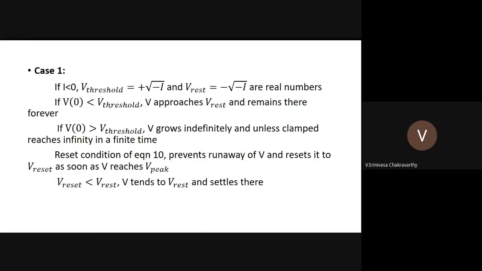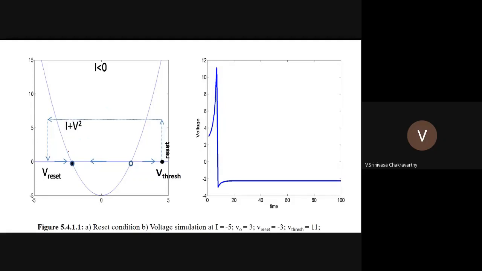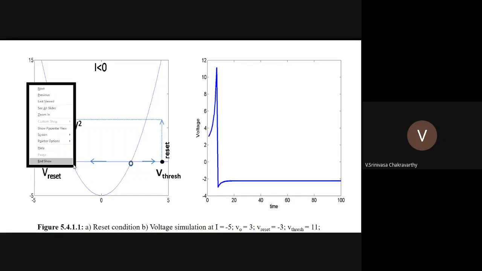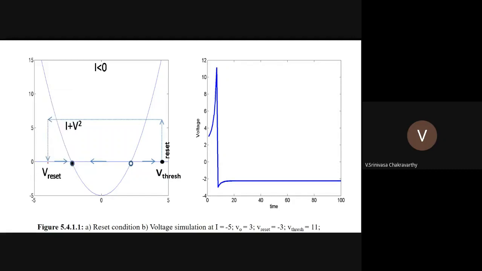So case one is what we just described, with I negative. This curve goes below this axis, so between these two, V dot is negative. This is the resting state, and this point you imagine is the V reset point. This is the threshold point, and this is a reset process. It's not that it is actually going in this space, because there's only one variable, which is V. So once it reaches here, it is quickly reset back to this point.